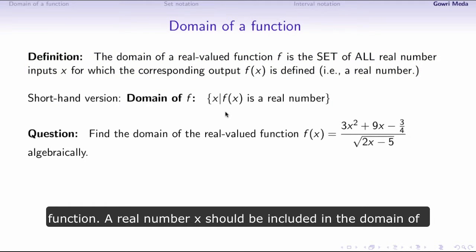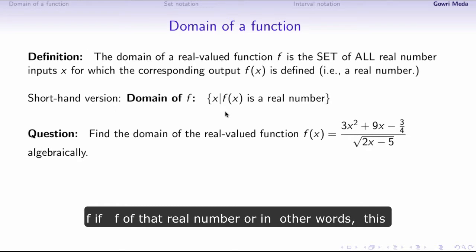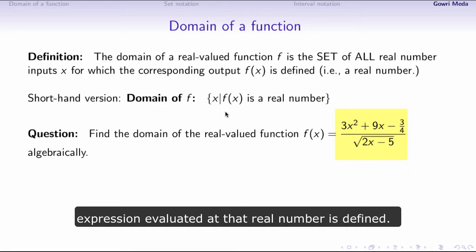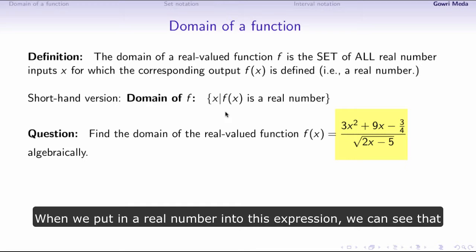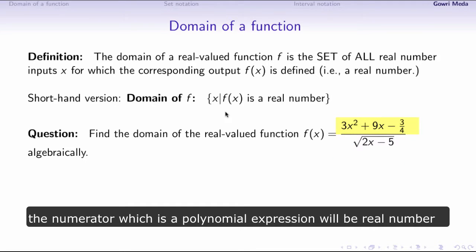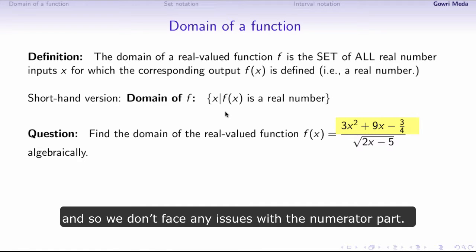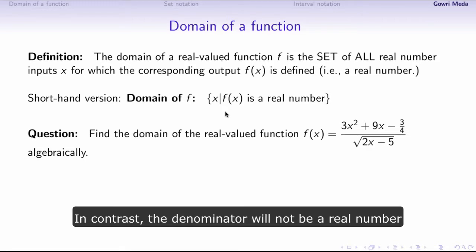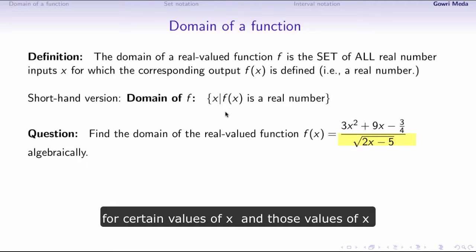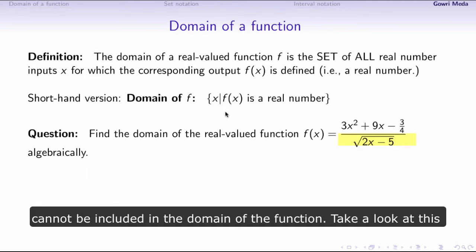A real number x should be included in the domain of f if f of that real number, or in other words, this expression evaluated at that real number, is defined. When we put a real number into this expression, we can see that the numerator, which is a polynomial expression, will be a real number. And so we don't face any issues with the numerator part. In contrast, the denominator will not be a real number for certain values of x, and those values of x cannot be included in the domain of the function.